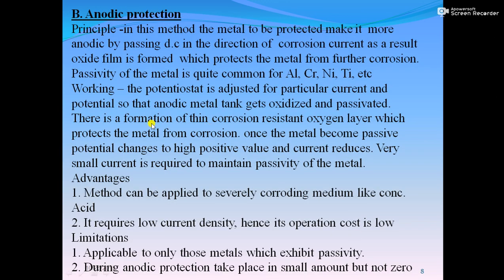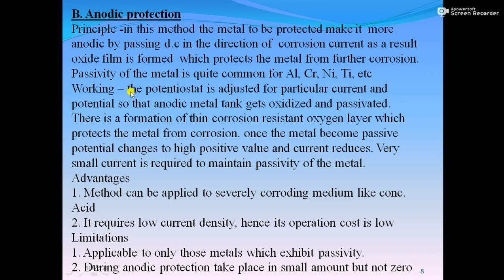Now the second type is anodic protection. What is the principle? In this method, the metal to be protected is made more anodic by passing DC in the direction of the corrosion current. It means we are doing just the reverse of cathodic protection. The metal which is anode, we are making it more anodic by passing the DC current in the same direction. As a result, an oxide film is formed which protects the metal from further corrosion.